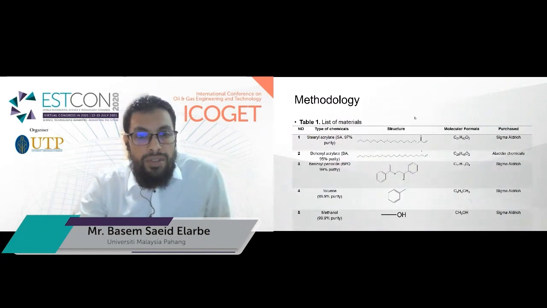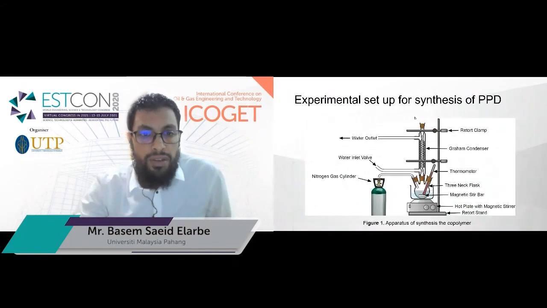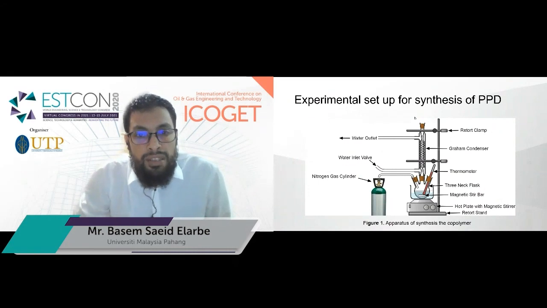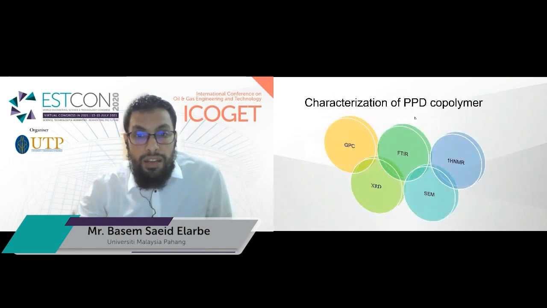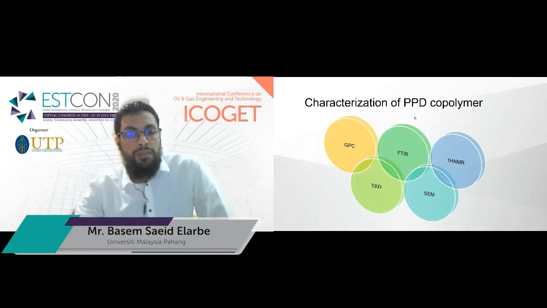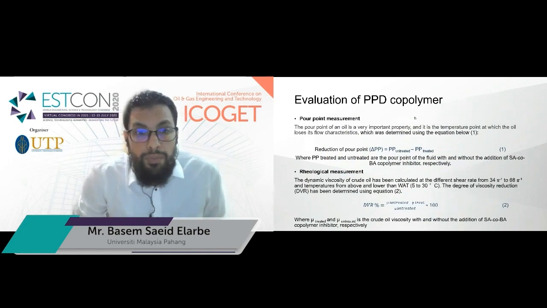This slide shows the methodology and the list of materials that I used in my PhD research. This slide shows the experimental setup for synthesis of the PBD, and this apparatus consists of a 3-neck flask, magnetic stirrer, hot plate, thermometer, condenser, and nitrogen gas cylinder. This slide shows the chemical structure of the copolymer. This slide shows the characterization of the PBD copolymer, such as GPC, FTIR, NMR, XRD, and SEM. Next, the evaluation of the PBD copolymer.